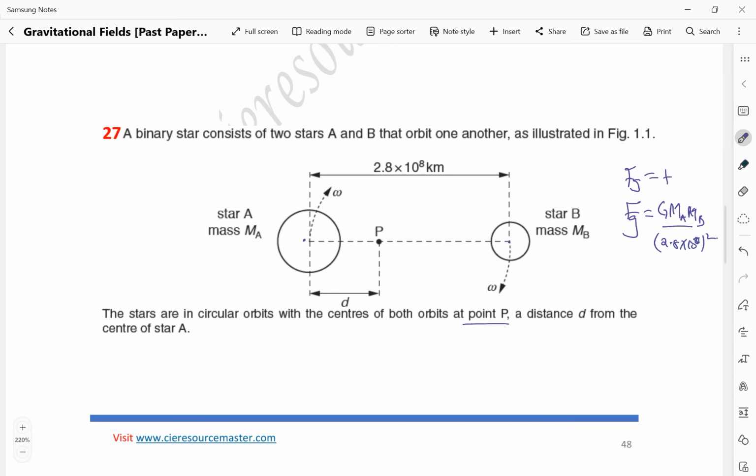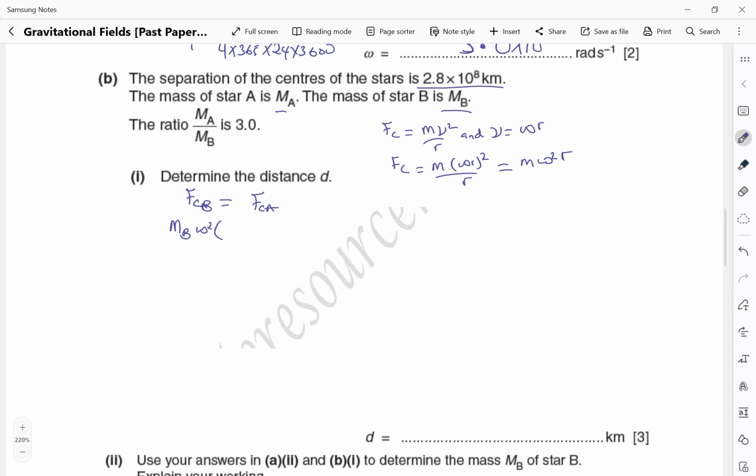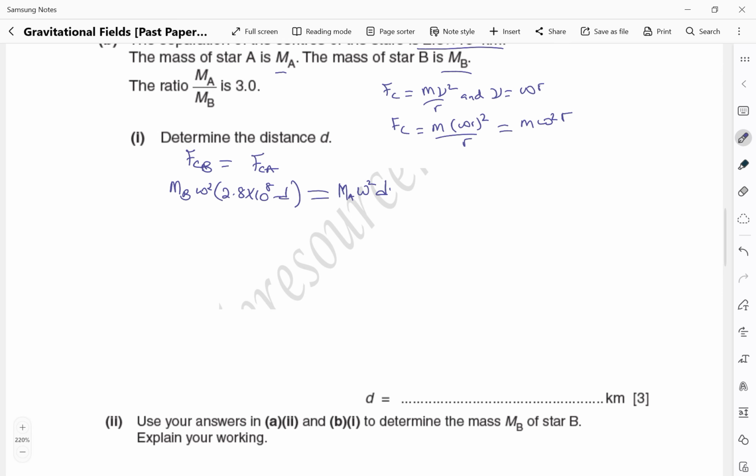For B, R is this distance from the center. Of course, centripetal force is toward the center. This distance is 2.8 times 10 to the power of 8 minus D from that center. So this is going to be 2.8 times 10 to the power of 8 minus D, that is for the centripetal force of B. Then the centripetal force of A will be mass of A times omega, because omega is the same, then times the distance from the center of rotation, which is D.